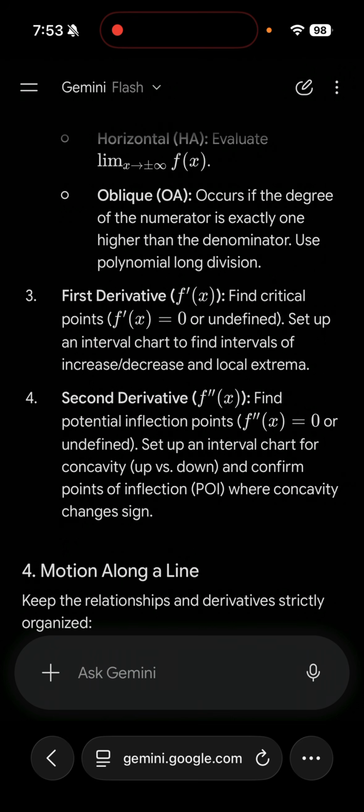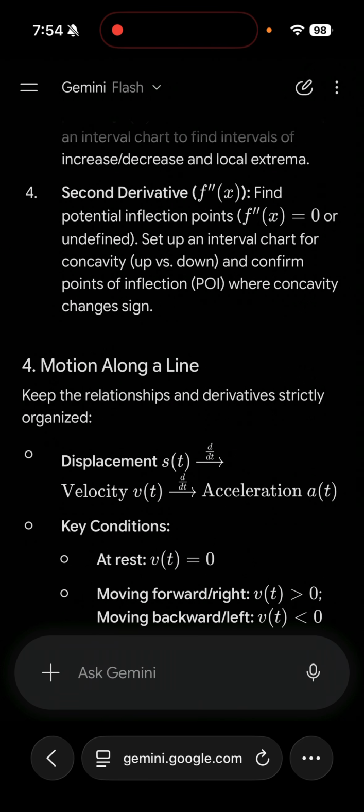Use polynomial long division. First derivative: find f'(x) and critical points, where f'(x) equals 0 or is undefined. Set up an interval chart to find intervals of increase/decrease and local extrema. Second derivative: find potential inflection points when f''(x) equals 0 or is undefined. Set up an interval chart for concavity up versus down and confirm points of inflection where concavity changes sign.